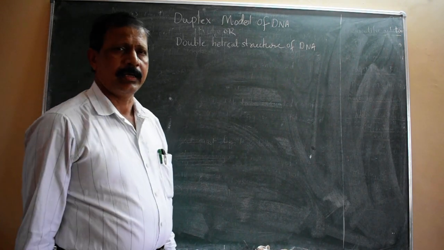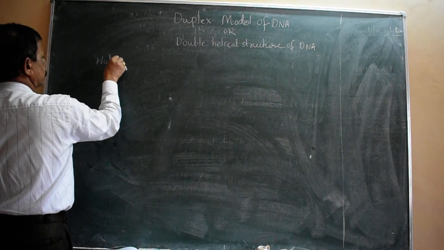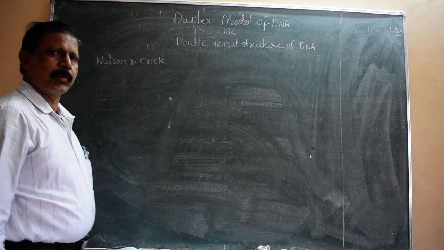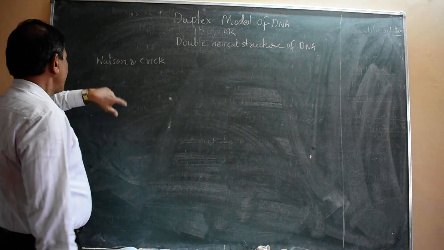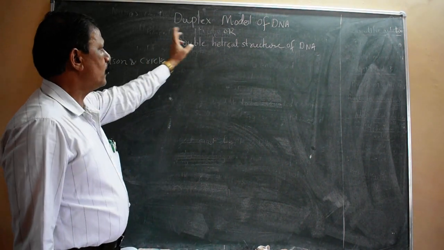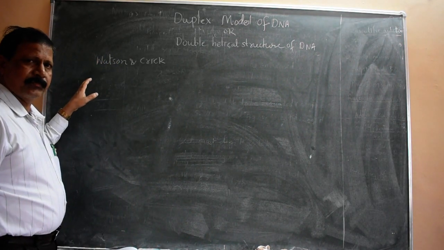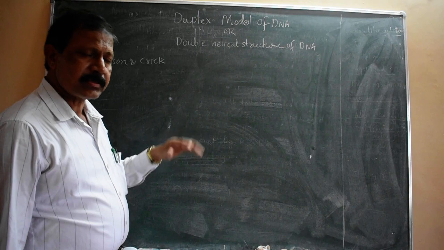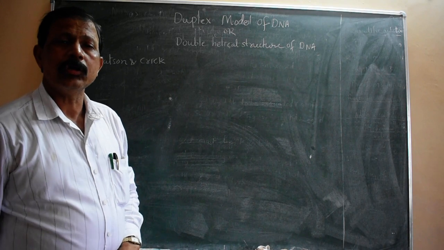The double helical structure of DNA was first proposed by Watson and Crick. Hence, it is also called the Watson-Crick double helical structure of DNA, or the Watson-Crick duplex model of DNA. And for that, they were also awarded the Nobel Prize for their brilliant study on the structure of the duplex model of DNA.